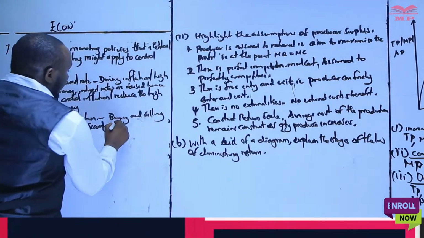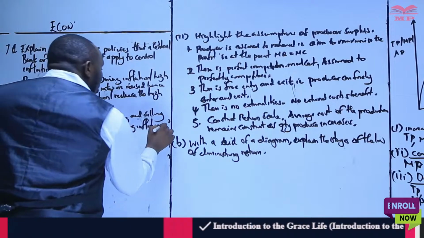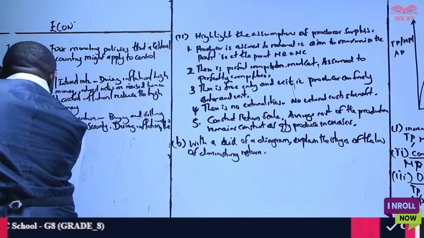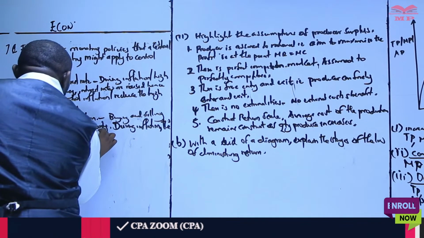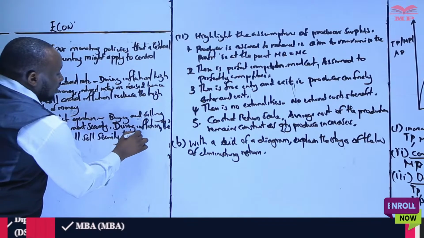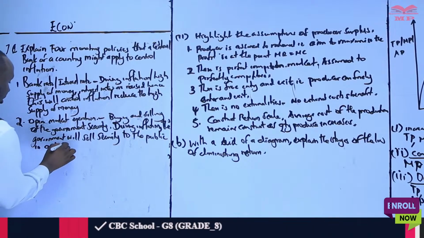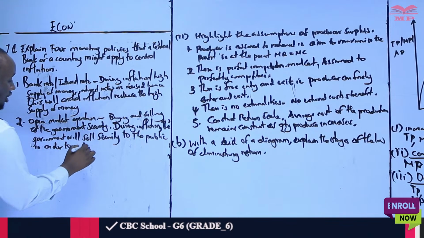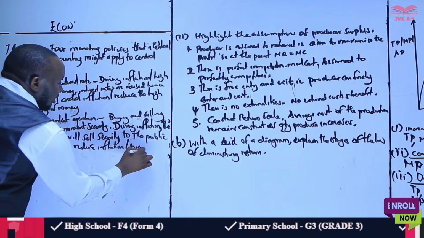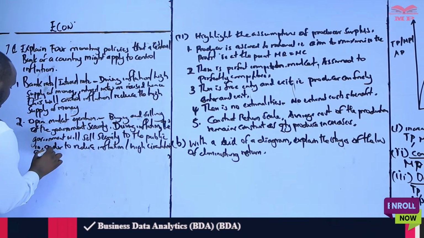So during inflation, the government will sell securities to the public in order to reduce inflation, stroke high circulation of money.